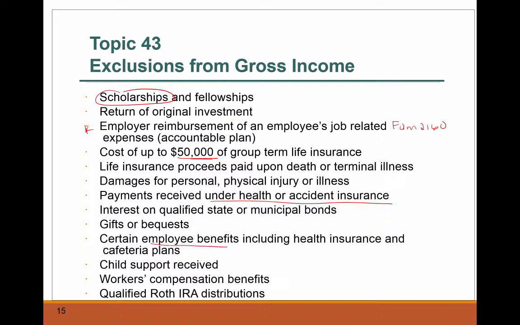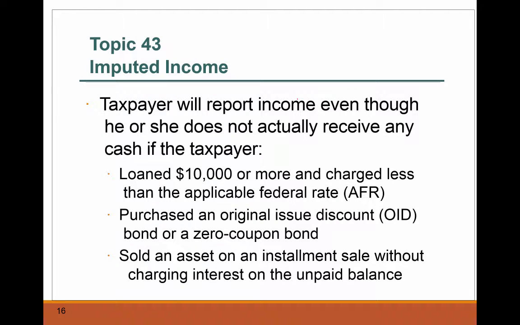You also might have certain employee benefits like health insurance and cafeteria plans that you don't have to pay taxes on. Child support is also exempt from your gross income, and so are some qualified Roth IRA distributions. So the key to gross income is to know what's included and what isn't, because that is quite a few questions on the CFP exam. You'll see that also on our exam.